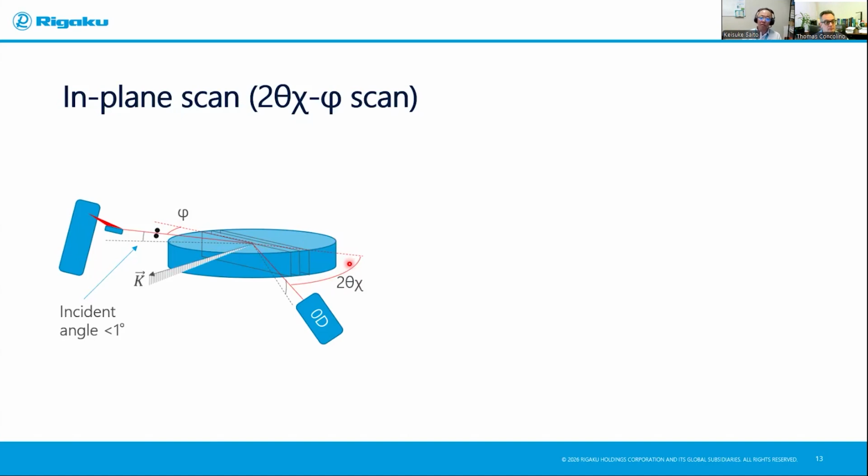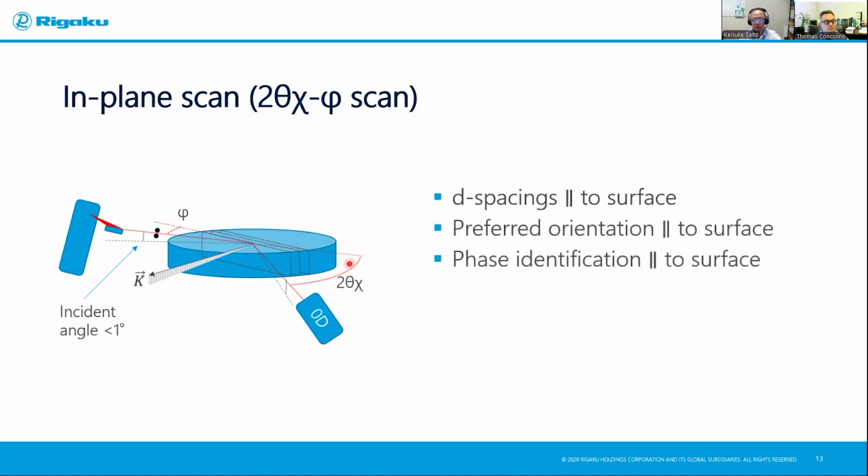In this case, the scattering vector k is almost parallel to the sample surface. With this geometry, we are analyzing these spacings parallel to the sample surface. So preferred orientation and phase information in that direction are analyzed. By changing the incident angle here, you may be able to see the depth profile of the phase or preferred orientation. That's a benefit of the grazing-incidence scan.